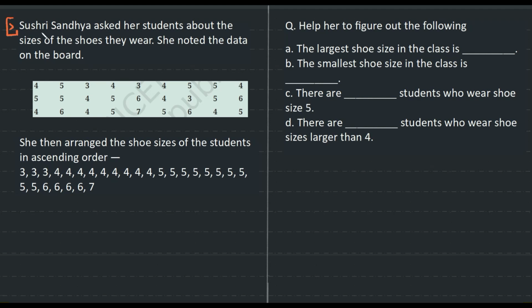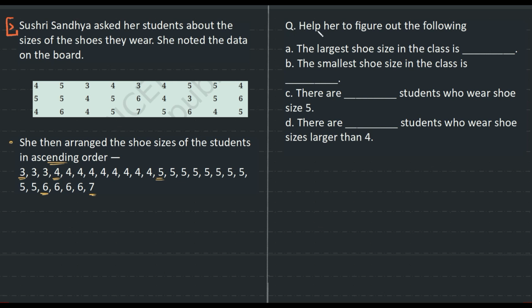So we have Shushir. She asked her students about the size of the shoes they wear. She noted down the data on the board. So this is the data. Then she happened to arrange the shoe size of the students in ascending order. What is ascending order? Increasing order. 3, 4, 5, 6, and 7.